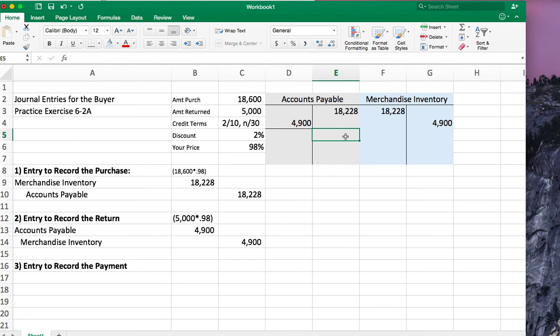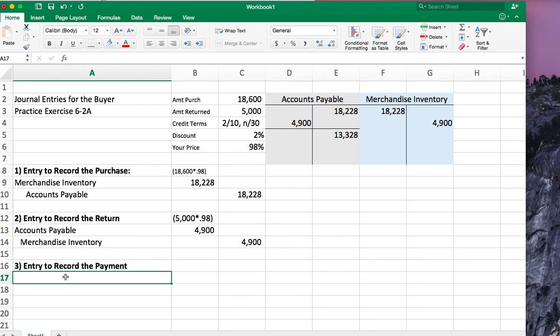So what you're going to do is take the difference between the credit to accounts payable and the debit to accounts payable to find out how much you owe. When you do the math, it's $13,328. If you're taking notes while watching this video, you may want to write yourself a note here because you have to figure out how much you owe before you create the last journal entry.